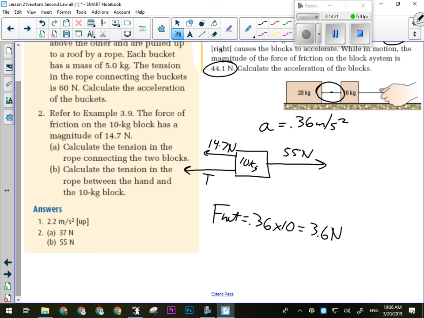What do I do with all the forces? Add them up. The vector sum of all forces is the other way to get this number. So I could say that the net force is equal to 55 newtons plus negative 14.7 newtons plus the tension in the rope, the force I don't know. Can I find out the force I don't know now? Yeah, because I know all the other ones. All right, so that's what I'm going to do.